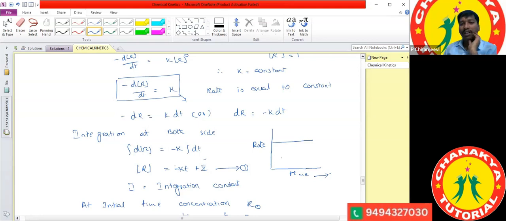Another one is numerical-based questions, exemplar-based questions. They'll give some examples: which of the following equations represents a zero order reaction, or which of the following represents a first order reaction? This kind of question is also there. And based on the half-life period, they'll give some value and ask, what is the half-life period of the given equation? So these types of questions are there for you.